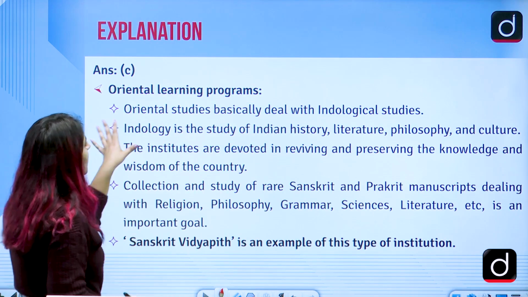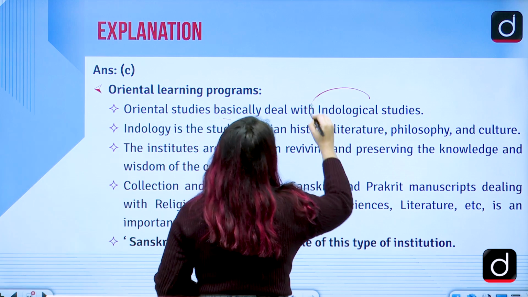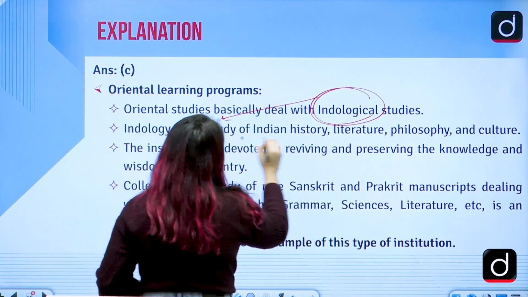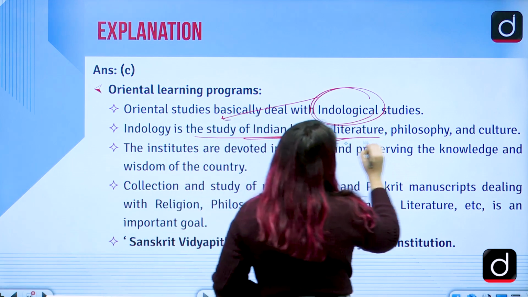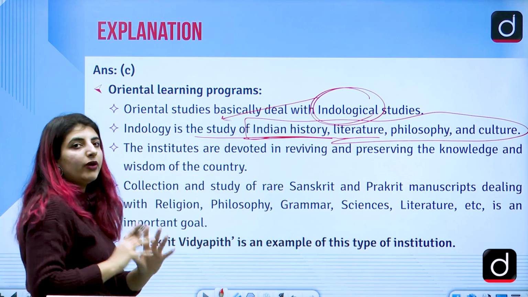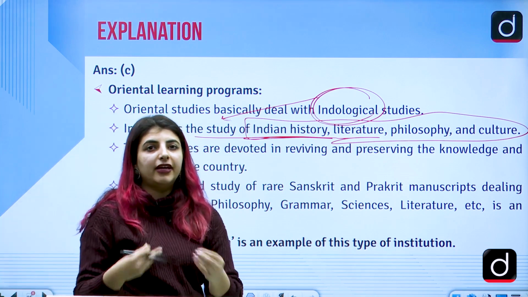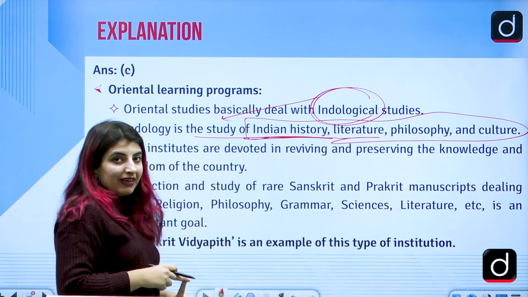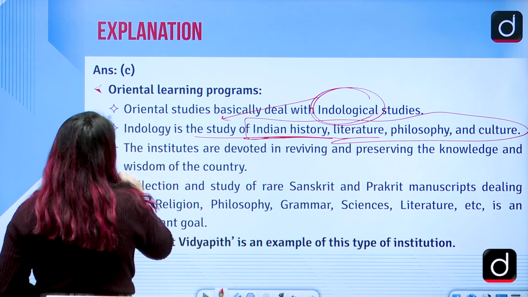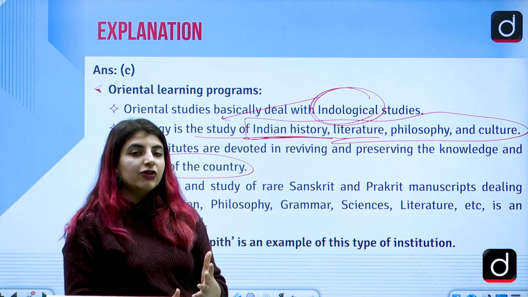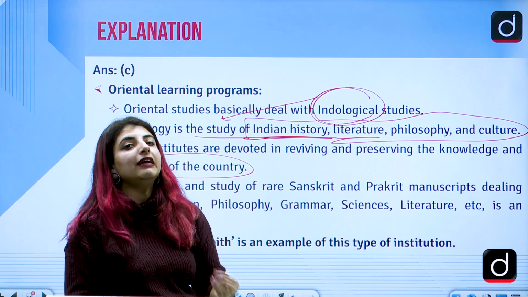Let's see. Oriental studies basically deal with Indological studies, which means anything which is related to the study of Indian history, literature, philosophy and culture. So Indology means anything which is related to India, the history, the culture, the heritage, etc. Correct? The institutes are devoted to reviving and preserving the knowledge and wisdom of the country. So if we talk about the Vedas, in which language were they written? They were written in the Sanskrit language.